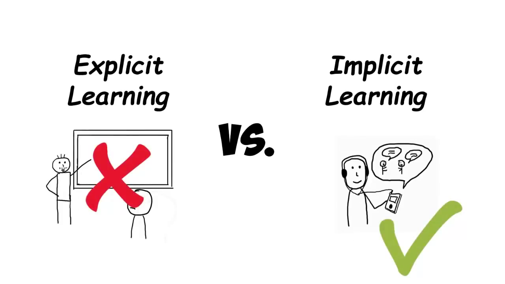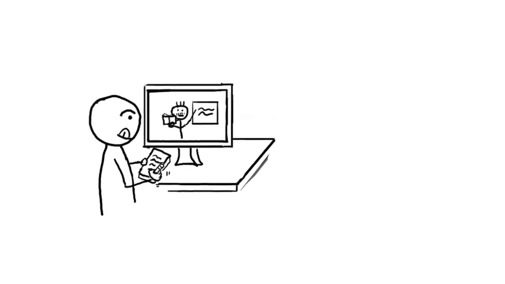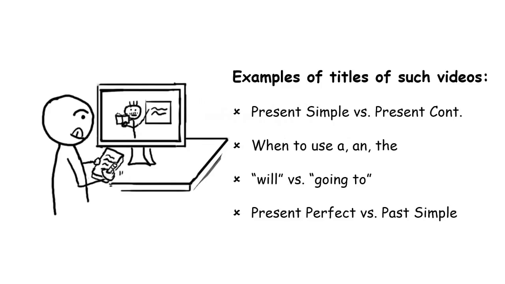When you don't have to think about English, it frees up your mind so you can fully concentrate on expressing your thoughts and ideas. Unfortunately, many English students like to learn English in an explicit manner. Some of them spend time on YouTube watching videos about grammar. What they don't realize is that the knowledge they gain from the activity is explicit knowledge, which is almost useless when it comes to speaking.